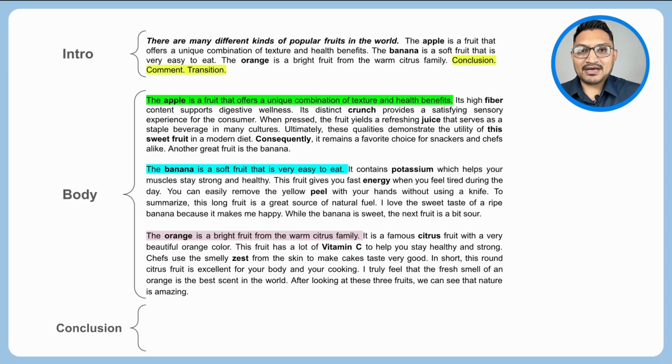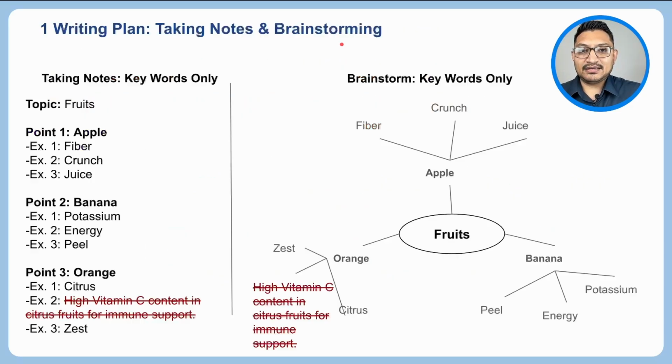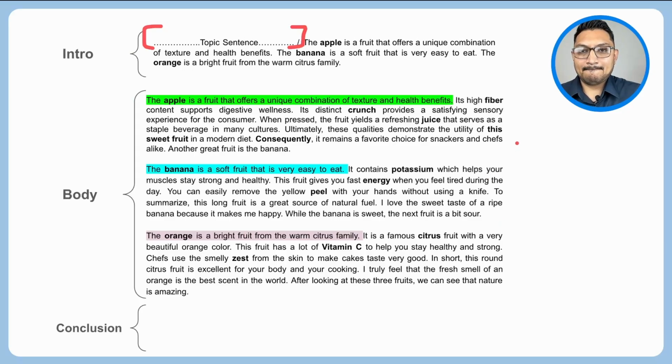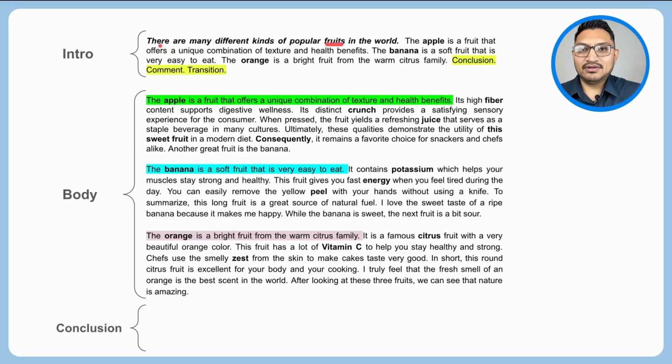If I'm talking about apples, bananas, and oranges, maybe my topic is going to need the word fruits. As a matter of fact, if you remember in our plan, that was the topic. So definitely that word should be in the topic sentence. Check this example. There are many different kinds of popular fruits in the world.